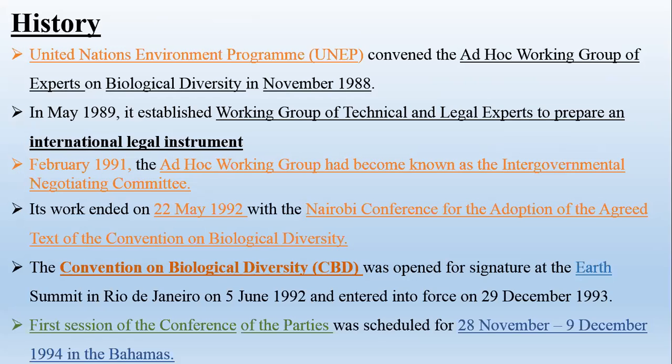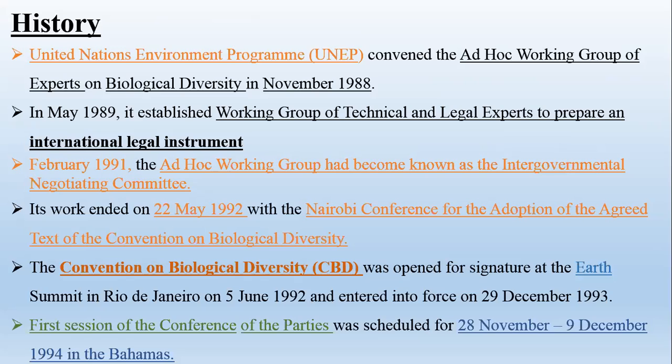Then, in February 1991, the ad hoc working group became known as the Intergovernmental Negotiating Committee. Okay, so step by step, this ad hoc working group got the authority to develop some protocol or some approach to protect biodiversity. Its work ended on 22 May 1992 with the Nairobi Conference for the adoption of the agreed text of the Convention on Biological Diversity.